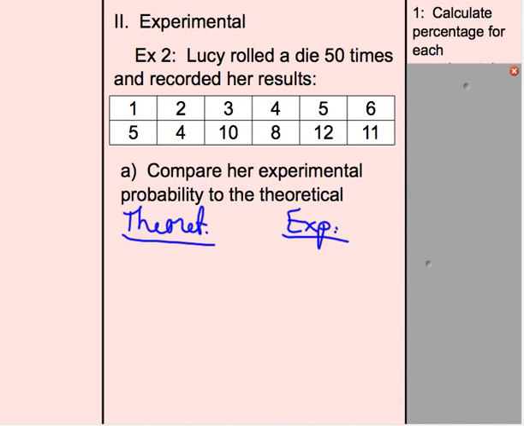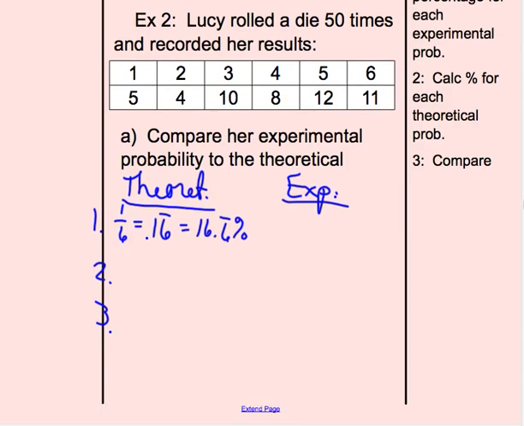Now, theoretically, when you roll a die, what should happen is you should get one out of every 6 rolls. So I'm going to take that fraction, divide it, get a decimal, and then turn that into a percent by multiplying by 100. That is the same probability whether you're rolling a 1, a 2, a 3, a 4, a 5, or a 6. And I don't quite have enough room for all of those.